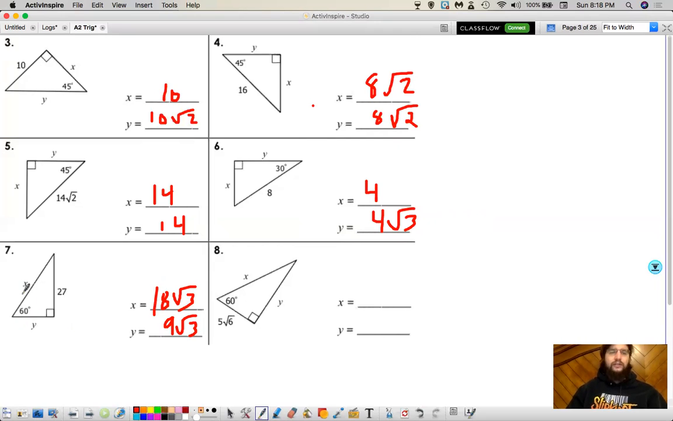Now you could use basic trig just to solve these as well. However you want to do it, do it. Remember those special right triangles? You can save yourself some time.